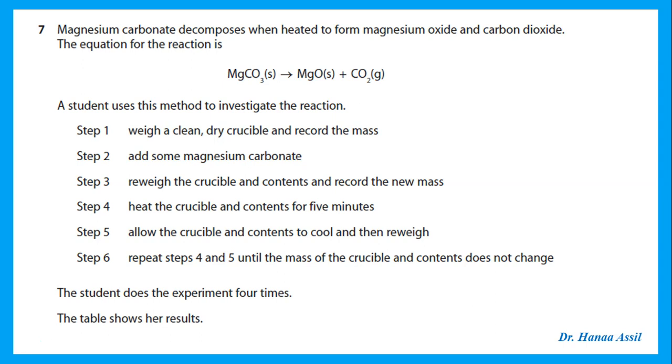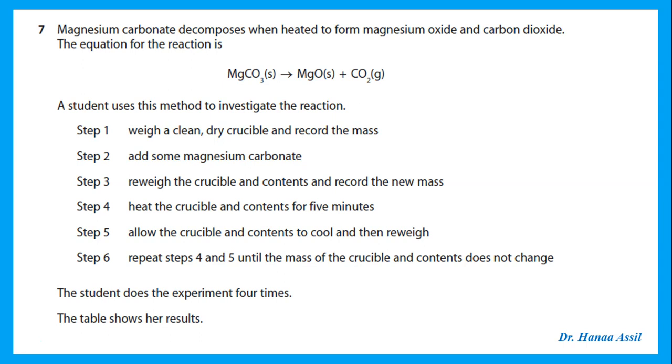Heat the crucible and contents for 5 minutes. Allow the crucible and contents to cool. Reweigh. Repeat until the mass does not change. So he's trying to heat the magnesium carbonate so that it breaks down and gives magnesium oxide plus carbon dioxide. How do I know if the reaction has finished?